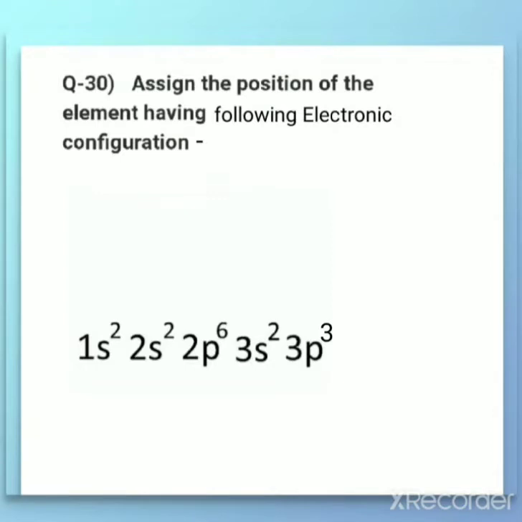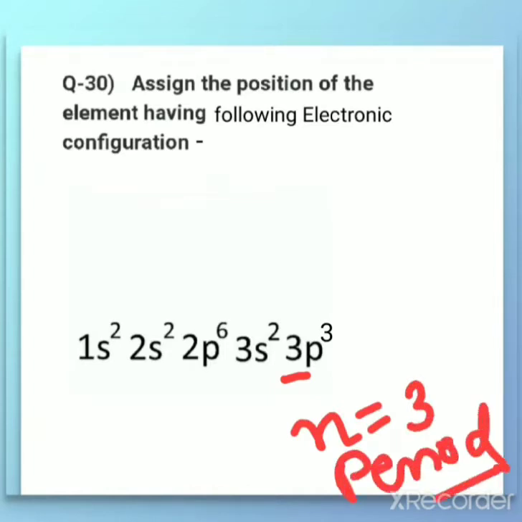Next question, assign the position of the elements having the following electronic configuration. Here the electronic configuration is given. On the basis of this, you have to assign the position of this element in the periodic table. So when you compare the electronic configuration here, the value of n, that is the outermost shell, is the third shell. Therefore, it is clear that it belongs to the third period.